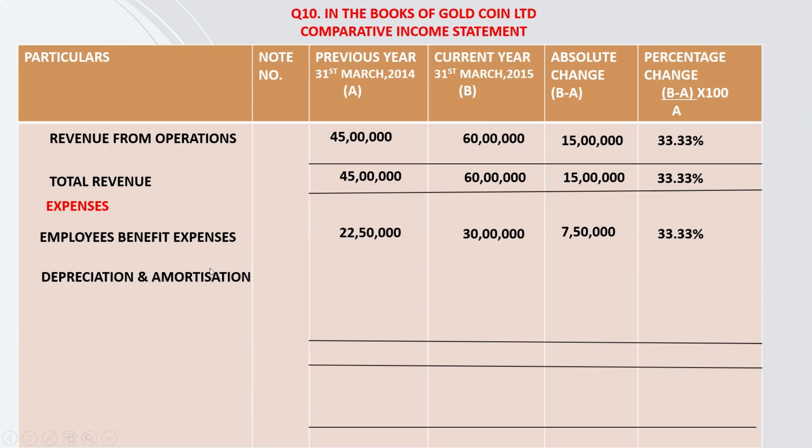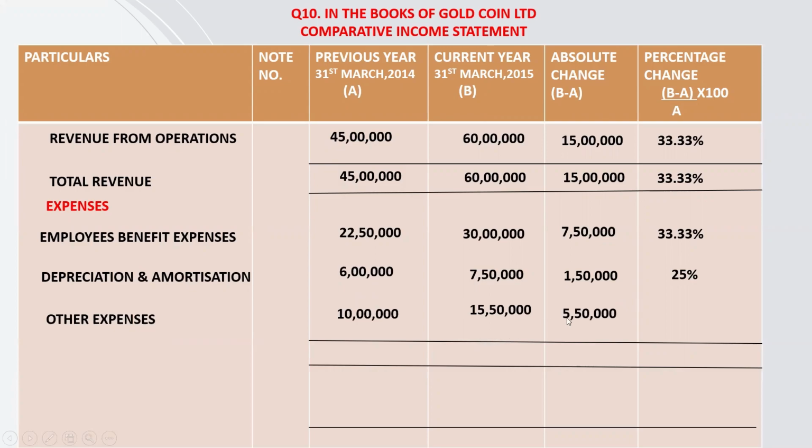Then we have depreciation amortization, 6 lakh and 7,50,000. Difference is 1,50,000. Dividing this 1,50,000 with 6 lakh, we'll get percentage change 25%. Other expenses are given 10 lakh and 15,50,000. Difference is 5,50,000. Now when you will divide this 5,50,000 with this 10 lakh, you will get 55% as percentage change.